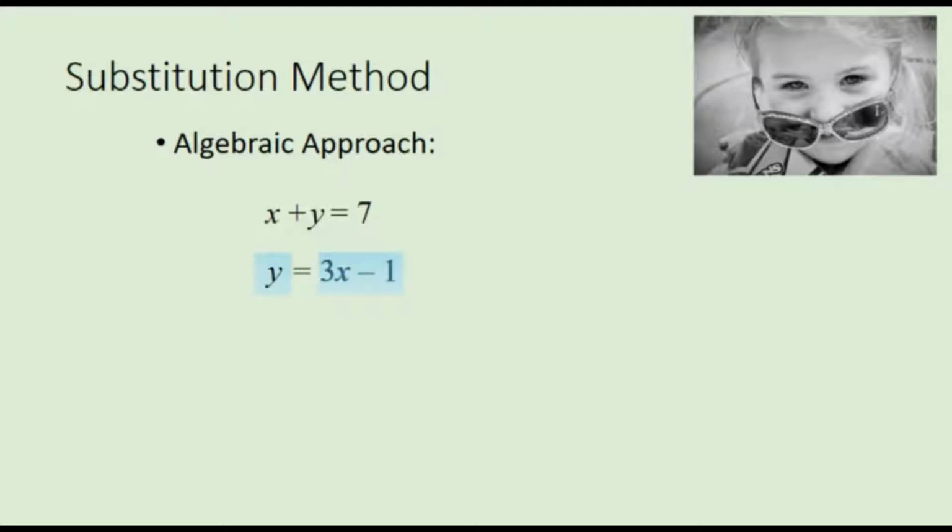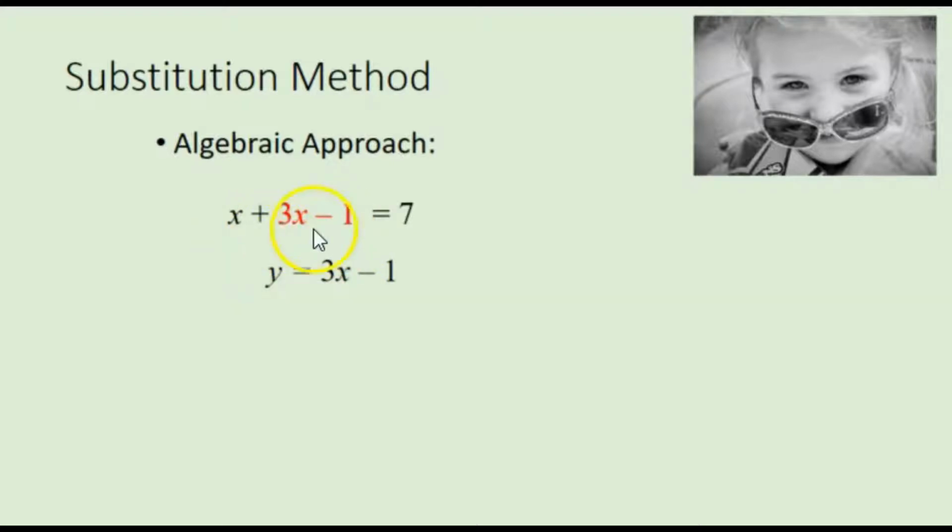Since y in the second equation is equal to 3x minus 1, and we have a y in the first equation, we can substitute the y in the first equation with what y is equal to in the second equation, transforming our equation into the following. Instead of x plus y equals 7, as the first equation originally was, we have replaced y with its equivalent value given in the second equation.